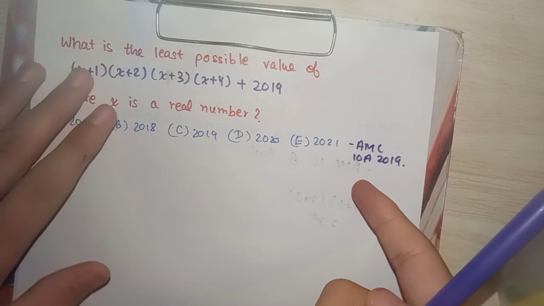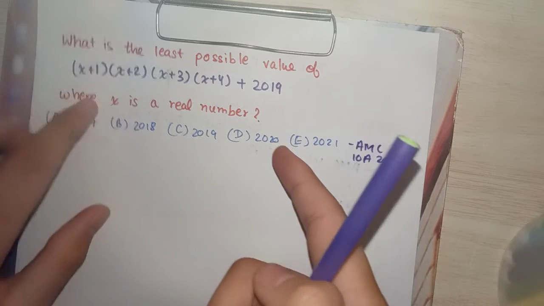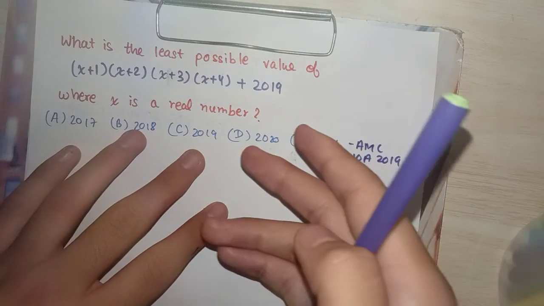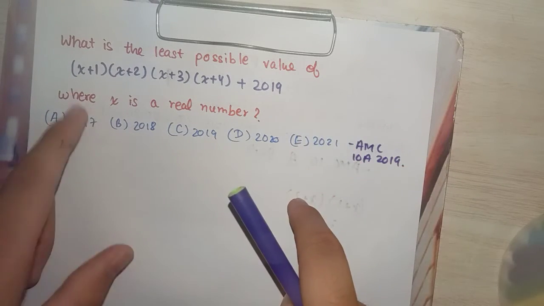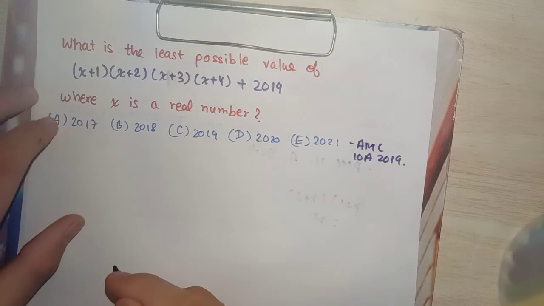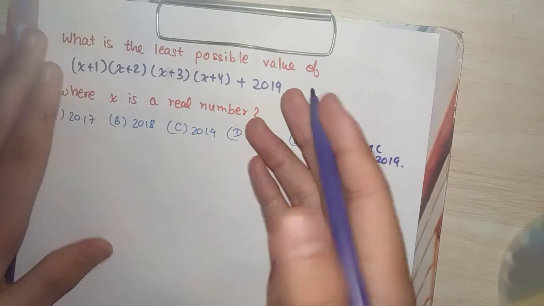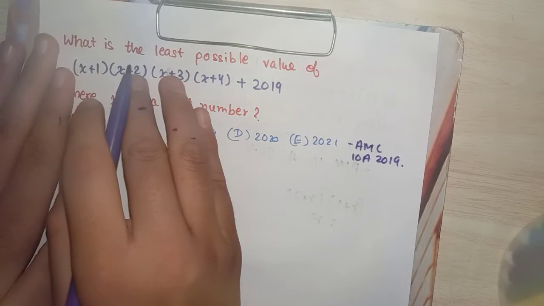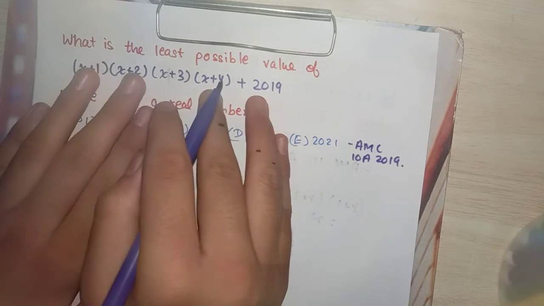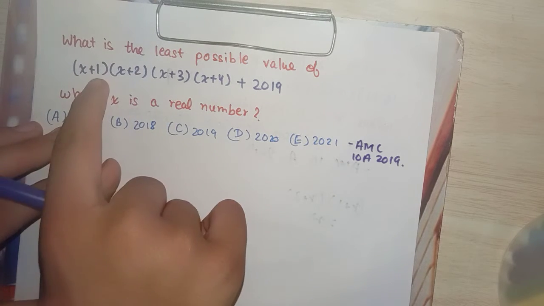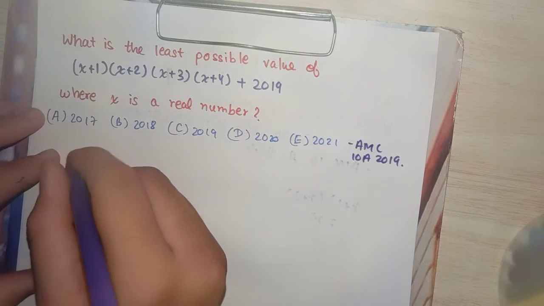This question asks for the least possible value of the expression (x plus 1)(x plus 2)(x plus 3)(x plus 4) plus 2019, where x is a real number. Alright. In order to solve this, we want the easiest and the laziest method. So let us try to multiply out the binomials only, so that it does not take much effort. Let us start with x plus 1 times x plus 2.